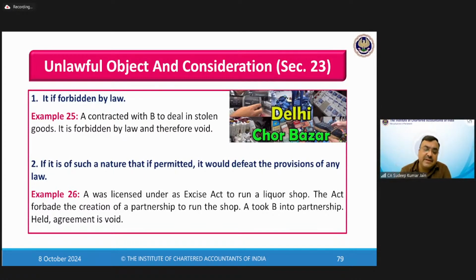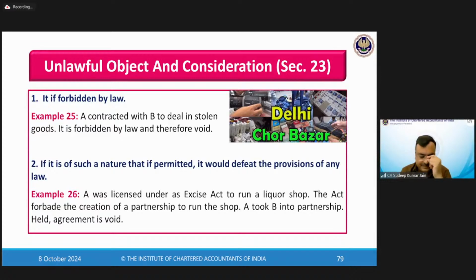A was licensed under the Excise Act to run a liquor shop. The Act forbade the creation of partnership to run the shop. A took B into partnership. The agreement is void. A has the license to deal in the liquor shop. The license is valid. He has the right to deal in the liquor shop because he has the license. But law specifically prohibited doing this business under partnership. And if A makes a partnership with B, the contract is void.